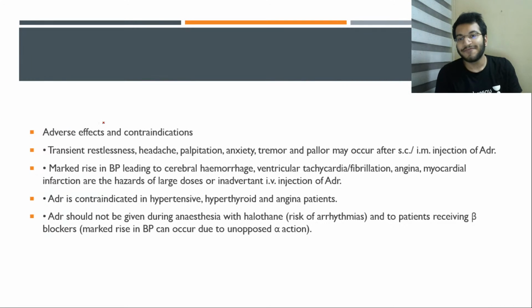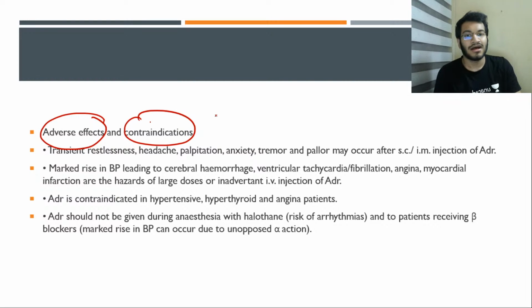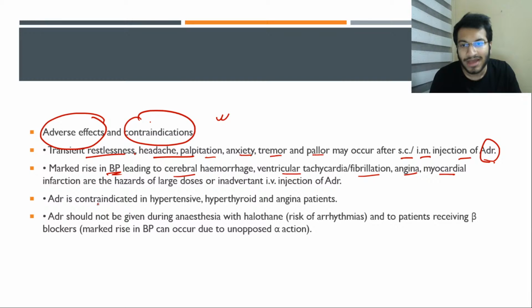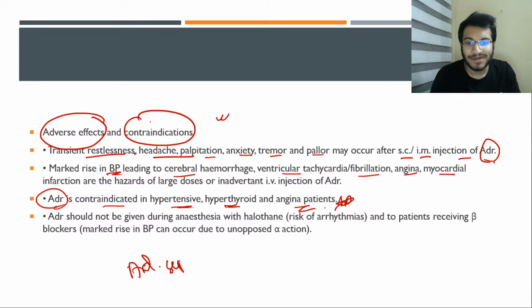So adverse effects and contraindications, these are really important. So when you are given adrenomimetic drugs, just sympathomimetic drugs, then the patient will be feeling or can have transient restlessness, headache, palpitation, anxiety, tremor, pallor, and may occur after SC/IM injection of the adrenaline, right? There can be marked rise in BP leading to cerebral hemorrhage, ventricular tachycardia, fibrillation, angina, MI, and all other hazards. Right. Then adrenaline is contraindicated in hypertensive, hyperthyroid, and angina patients. Right. But adrenaline is the drug of choice in the septic shock.